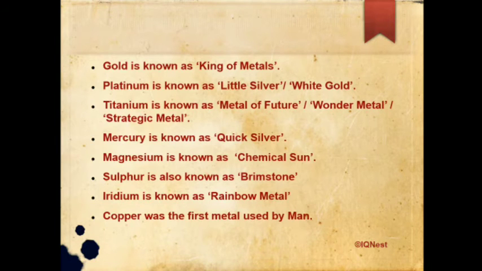So again, we will be seeing the different names of these metals again. Gold is known as king of metal, platinum is known as little silver or white gold, titanium is known as metal of future, wonder metal or strategic metal, mercury is known as quicksilver, magnesium is known as chemical sun, sulfur is known as brimstone, and iridium is known as rainbow metal. Also, copper is the first metal which is used by man.